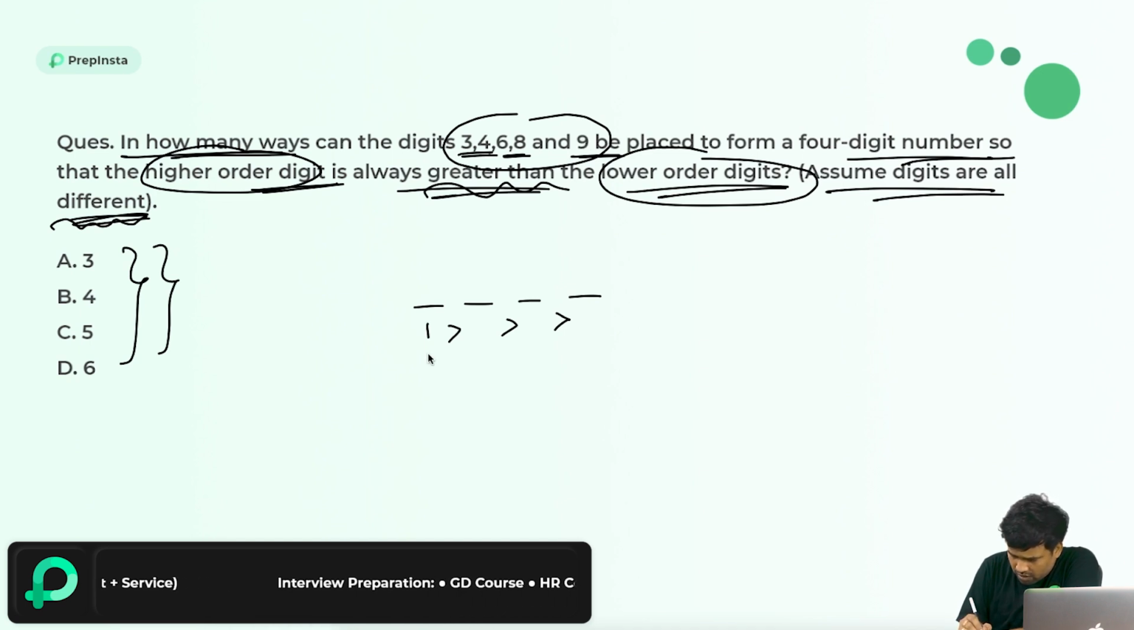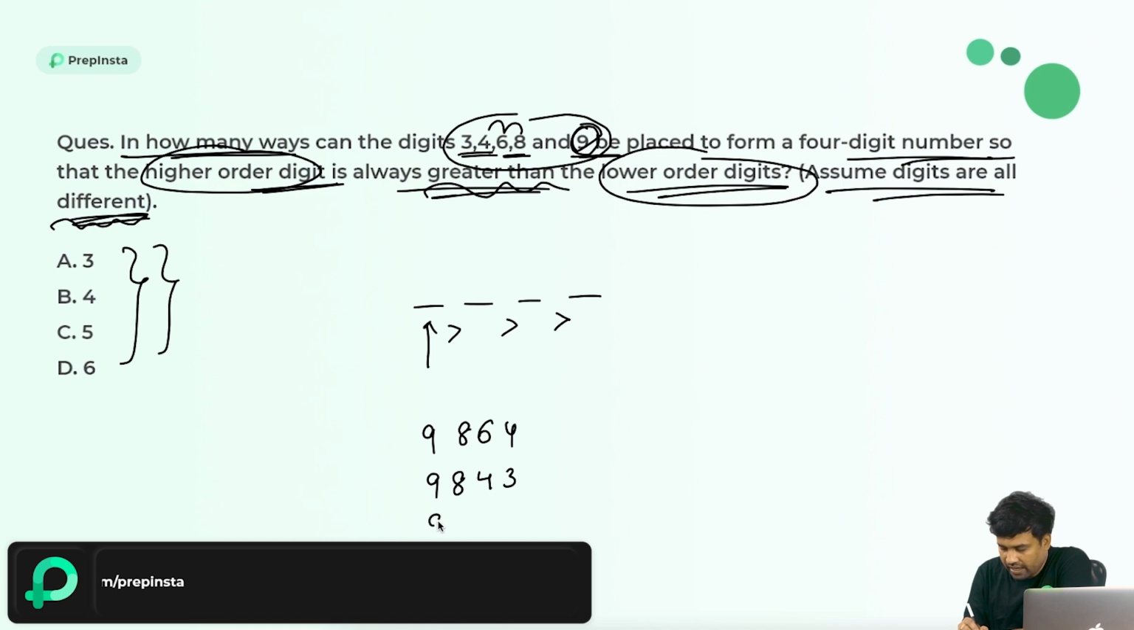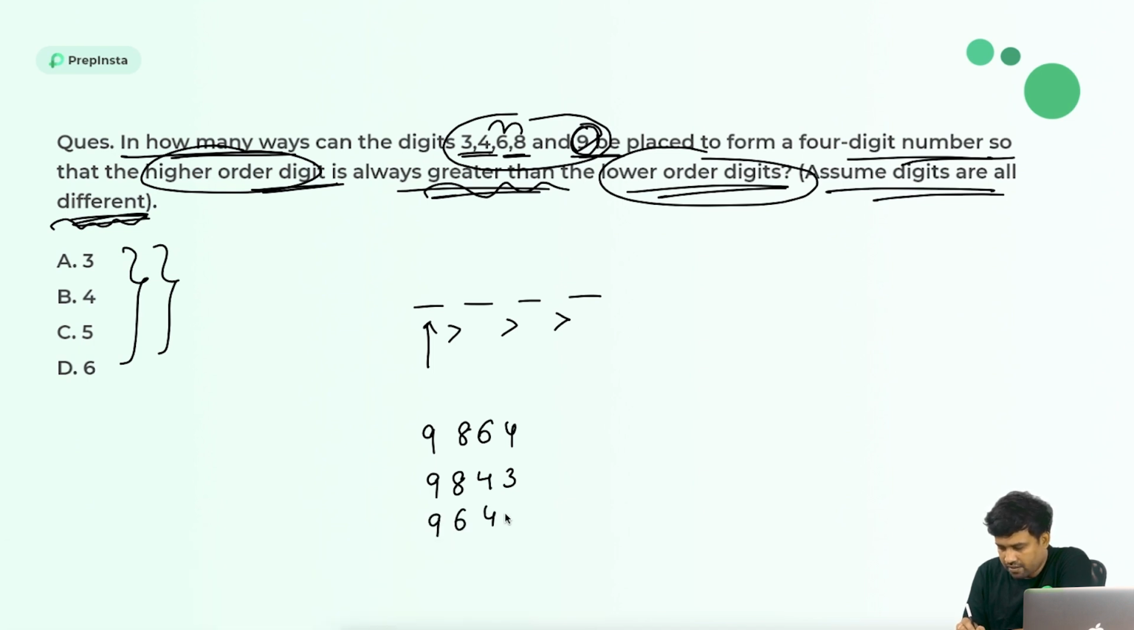So the thousands position maximum I can put is 9. So 9, next 864. See, all the digits I am creating in descending order so that I will get the desired answer. So 9864. Next one is 98 and 43. So 2 combinations got, and all are satisfying the given condition, decreasing order also. Next 96 I will go with, and 43, and I have left with 9863 also. Sorry for that. Why? Because 986, I can write 4 one time, I can write 3 also. So 4 combinations we got with 9 in the thousands position.